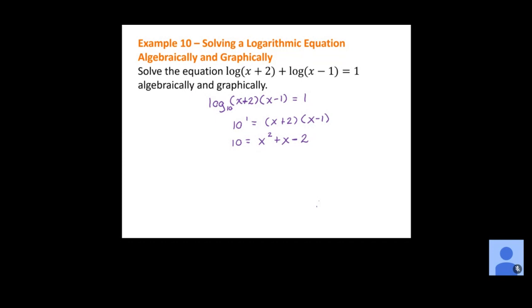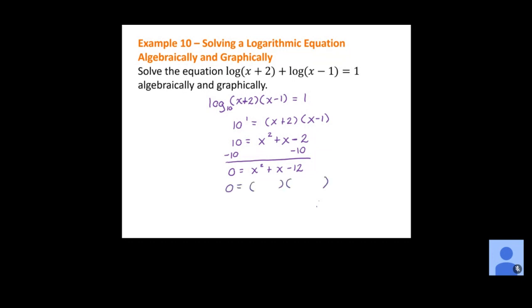Good. Move the 10 to the other side because we need this equal to 0 to be able to solve for x since we have a quadratic. We're going to have x squared plus x minus 12. Right, and now once we've set that quadratic equal to 0, now we can do what? Good. Now we need to try to factor if possible. And again, if factoring doesn't work, we always have the quadratic formula to fall back on. Let's see if this factors.